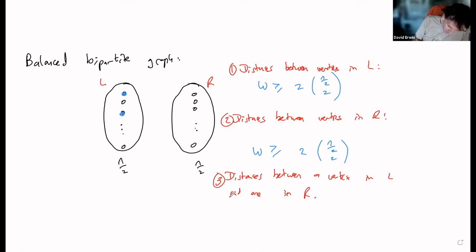Okay, so what about number 3? So now we look at distances between a vertex in L and a vertex in R. So let me just delete those. Okay, there we go.